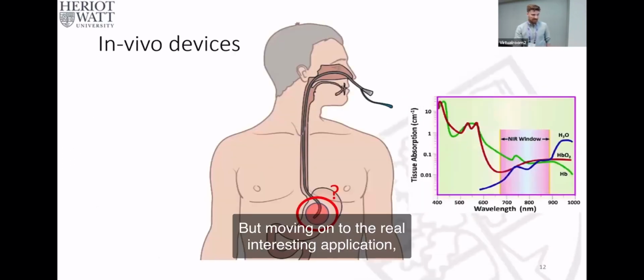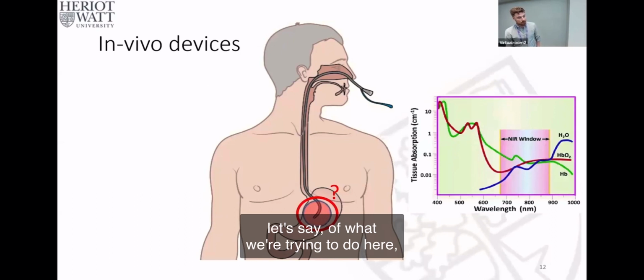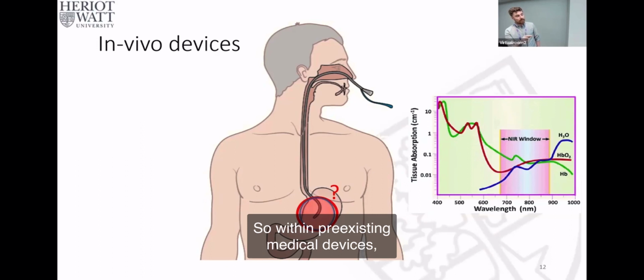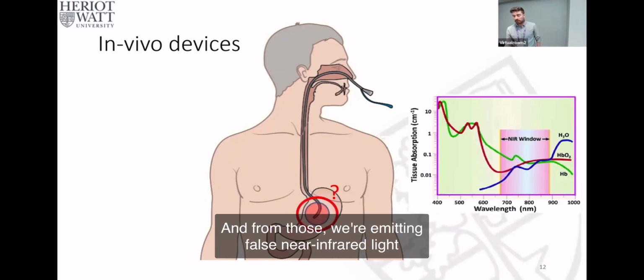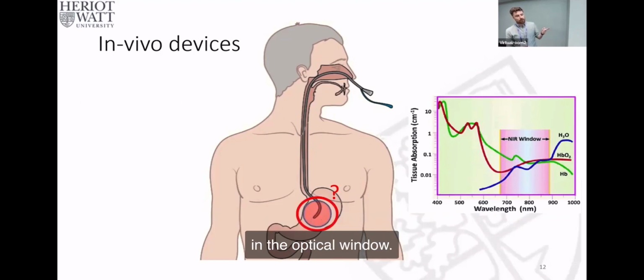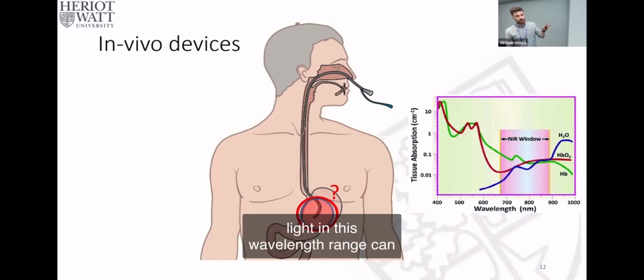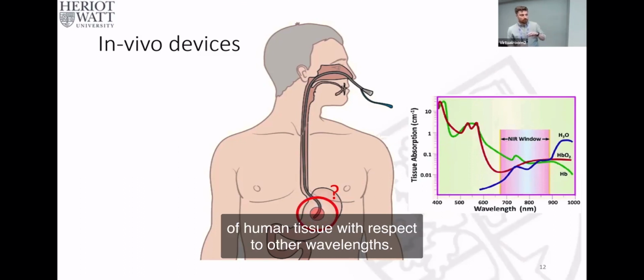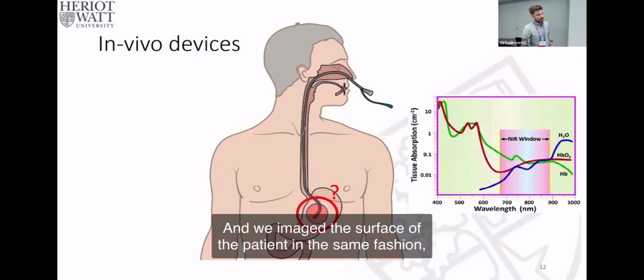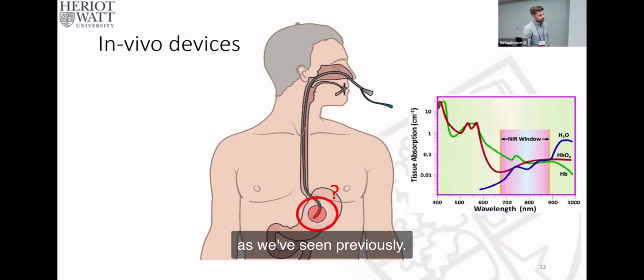But moving on to the real interesting application, let's say, of what we're trying to do here, and that's locating in vivo medical devices. So within pre-existing medical devices, such as enteral feeding tubes, we place fiber optic probes, and from those we're emitting pulsed near infrared light in the optical window. So basically, if you don't know what that is, light in this wavelength range can penetrate through larger portions of human tissue with respect to other wavelengths. And we image the surface of the patient in the same fashion as we've seen previously.